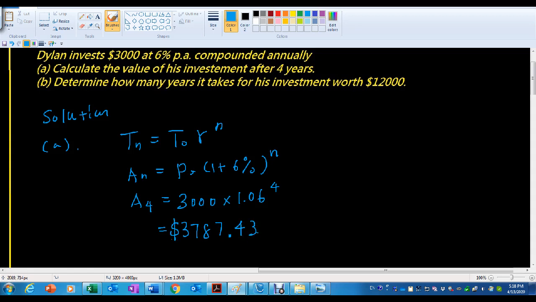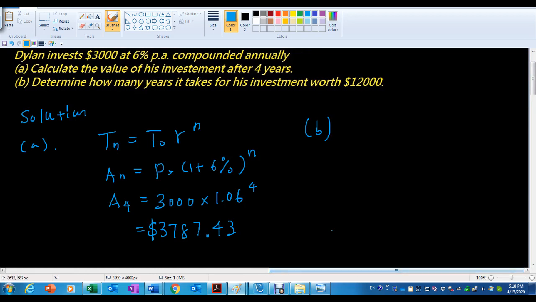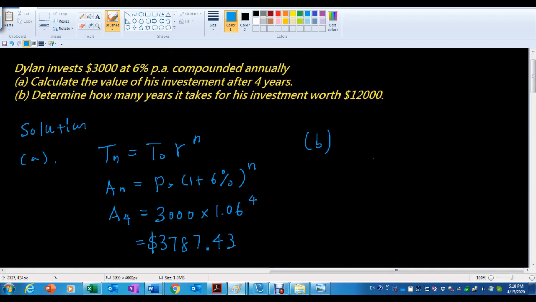Okay, so that would be the amount, right? Okay, so B, how many years does it take for his investment to be worth 12,000? Let's see if I use that again. This time, the amount becomes 12,000. Principal is 3,000, right?